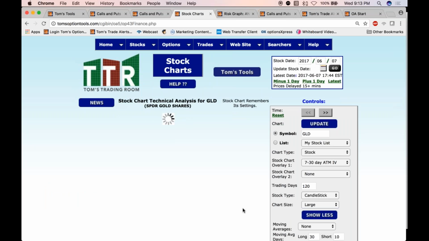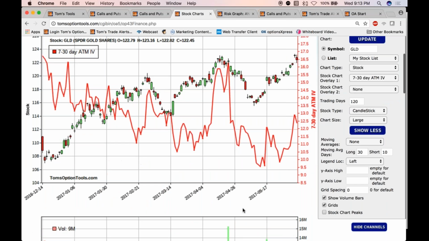And there we go. So as gold moves higher, now remember, you might say, but IV's moving lower. Well, it is for the long term. But look what's happened just in the last couple of weeks. Gold's moved up, and short-term IV's been moving higher as well.